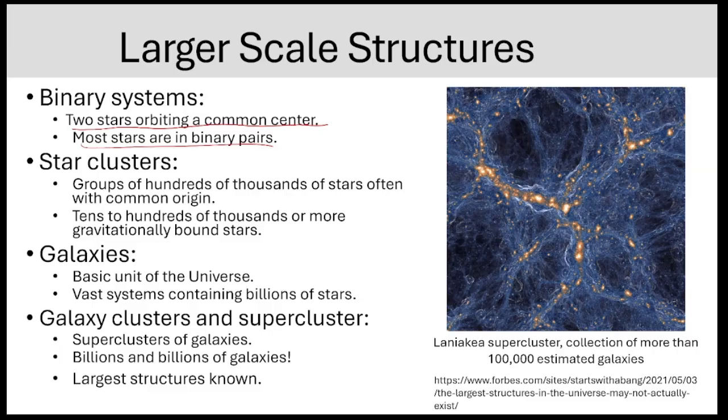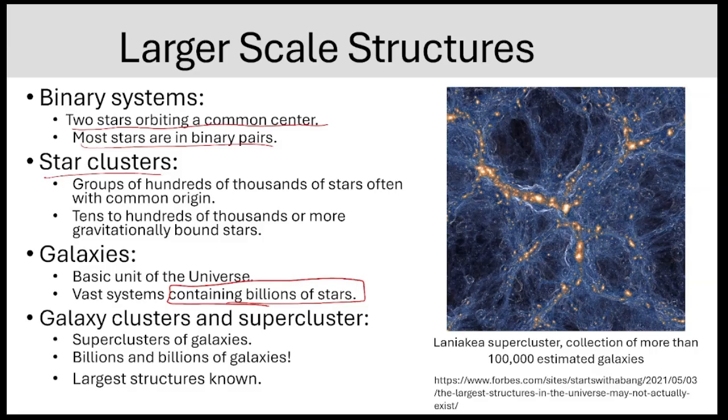And then we have star clusters, groups of hundreds or thousands of stars formed together. And then we also have galaxies. Galaxies are basically a vast collection of billions of stars. So in a single galaxy there will be billions of stars.